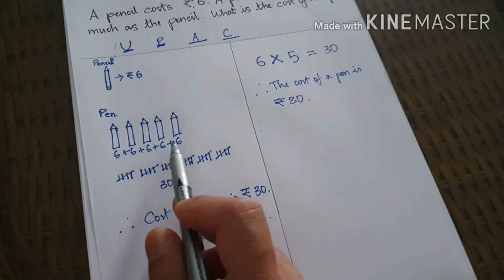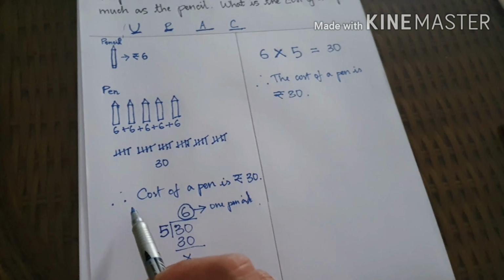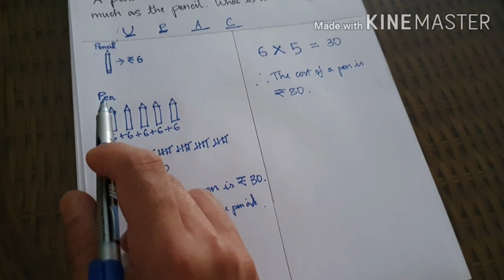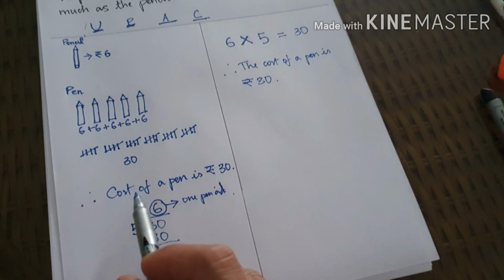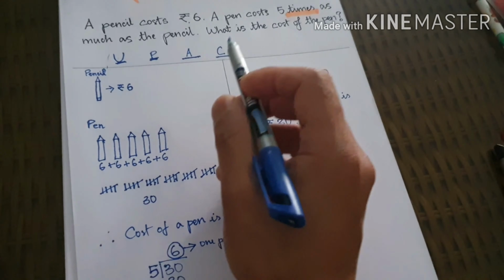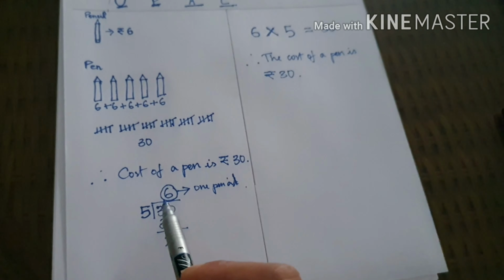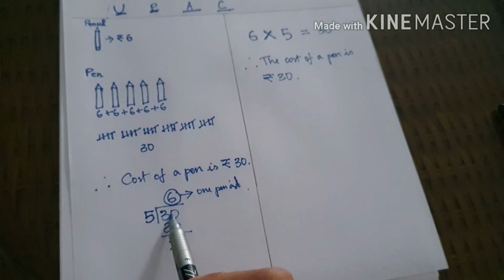The sum of all the prices of these 5 pens was 30. So that 30, I now know, is the cost of a pen. So therefore I have written, cost of a pen is rupees 30. Lastly, I need to check my answer. So 30 is the cost of one pen.